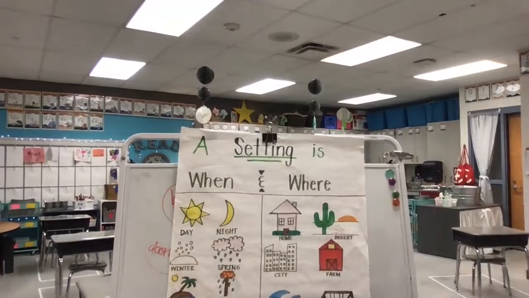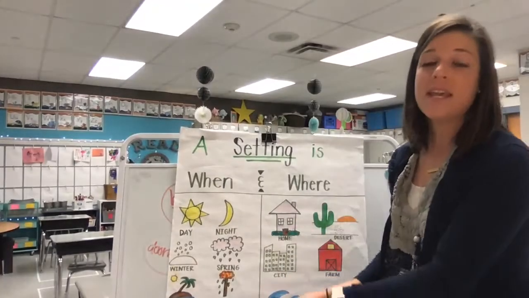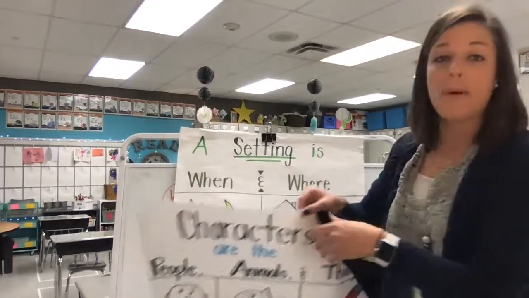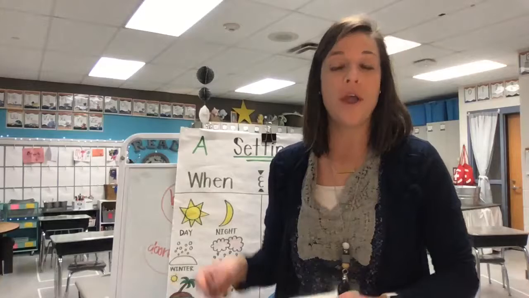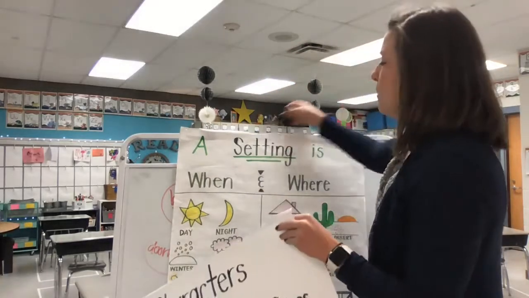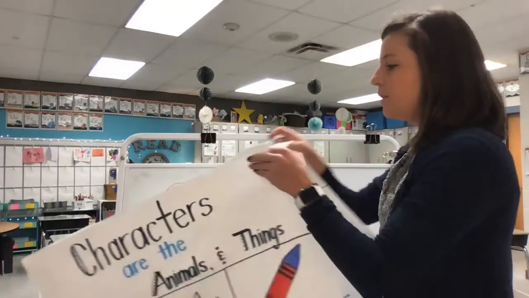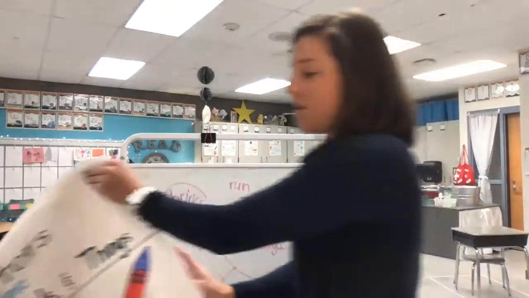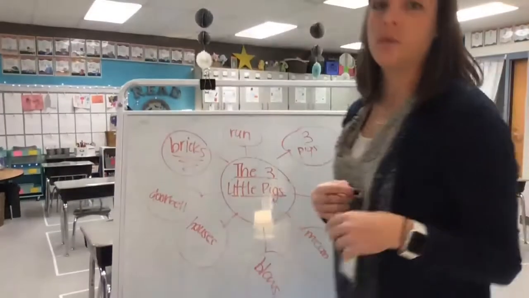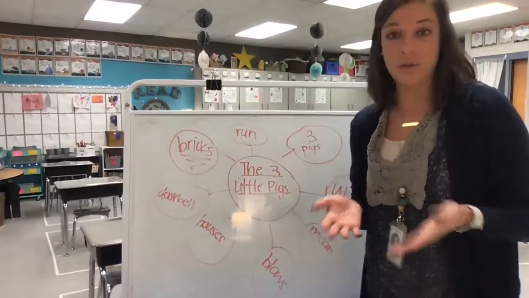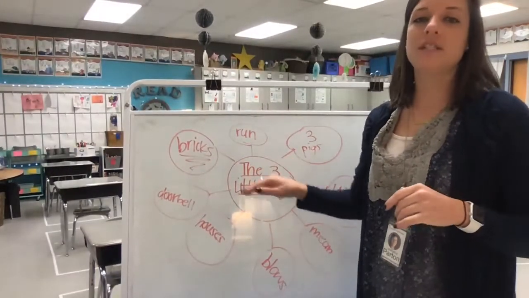Good. So both those things together, the characters and the setting, help us to visualize or picture in our head what we're reading so that we can understand the story better. For our mini lesson this week, we've started the story of the Three Little Pigs. And before reading that story, we made connections to the book.